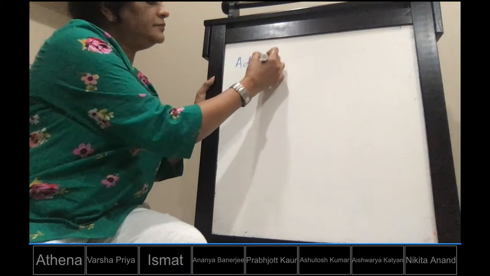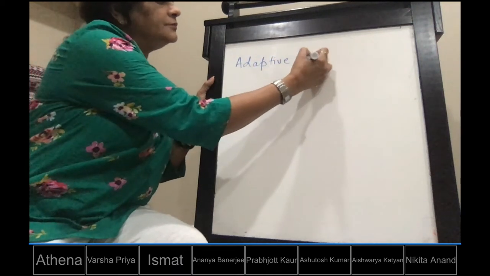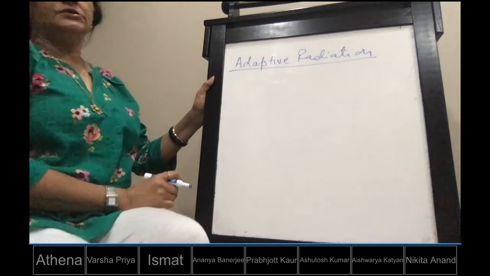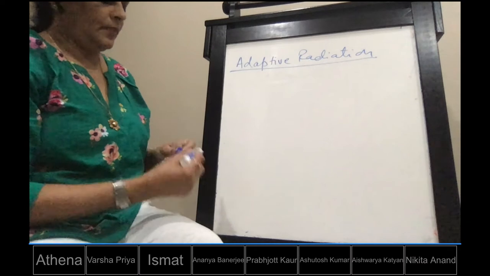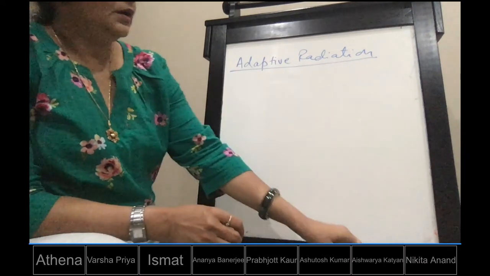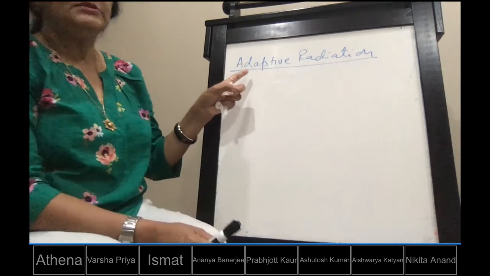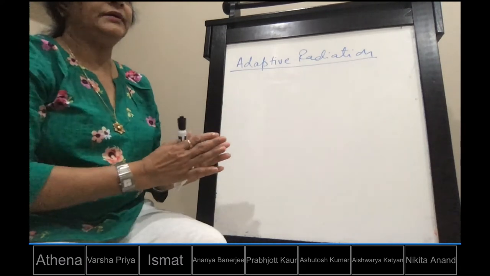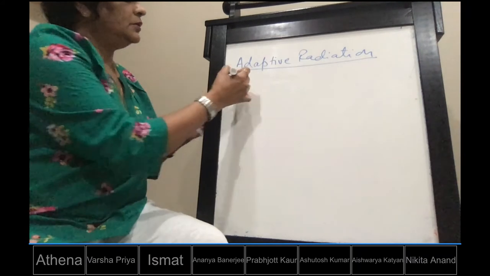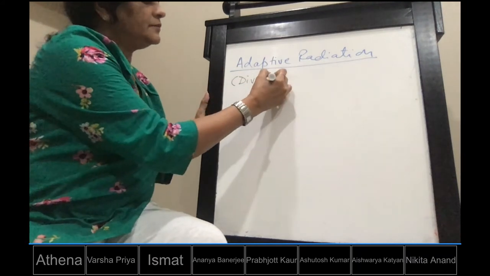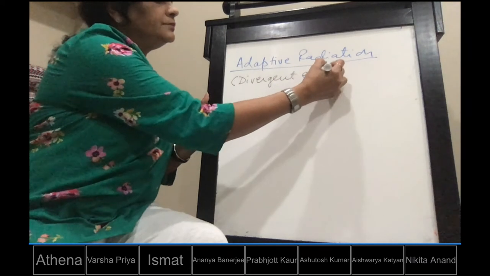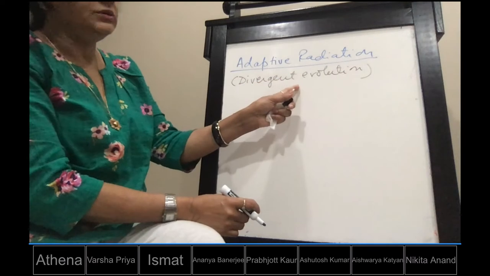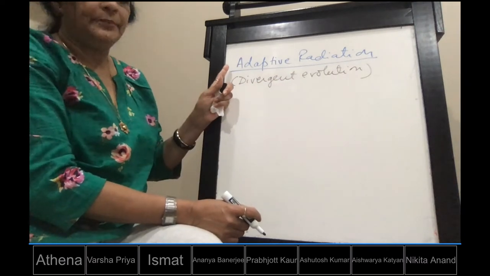Thing as adaptive radiation. Adaptive radiation, quite an important topic. And adaptive radiation, see, the two words are there, adaptive and radiation. So basically, it is a divergent evolution. Divergent evolution. So divergent evolution coming from adaptations.